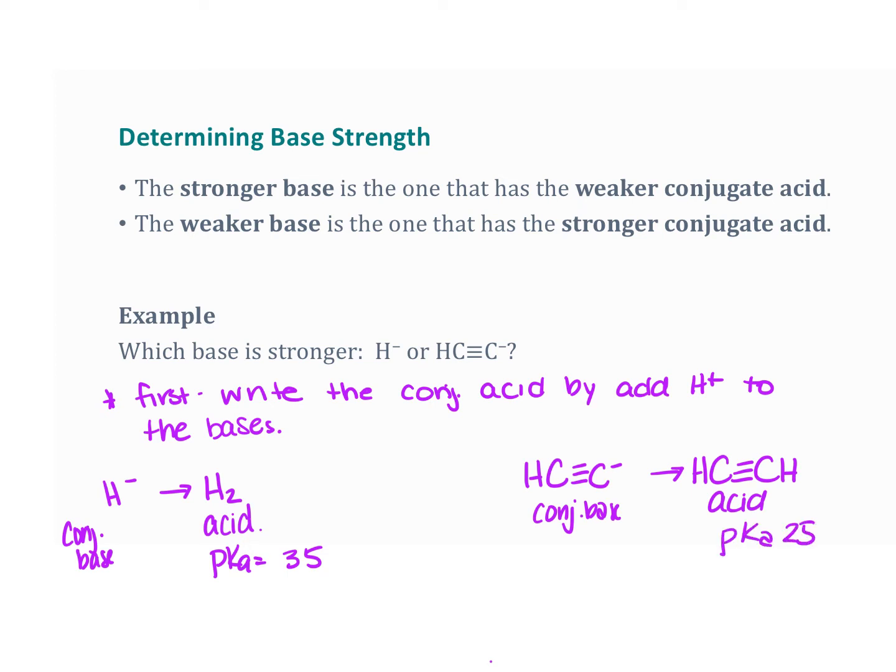And then I find the pKa of HC triple bond CH, and that's 25, okay? And so when we look at this, remember, this is a comparison. HC triple bond CH, because its pKa is lower, is going to be the stronger acid, right? So that's the stronger acid, and that means that is the weaker base. This is the weaker acid of the two because it has a higher pKa, and so that means this is the stronger base.